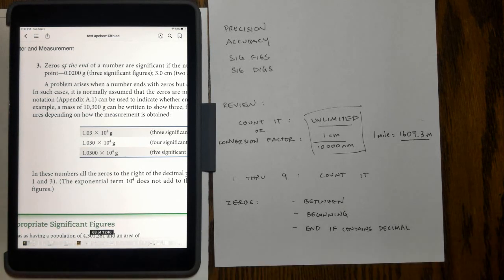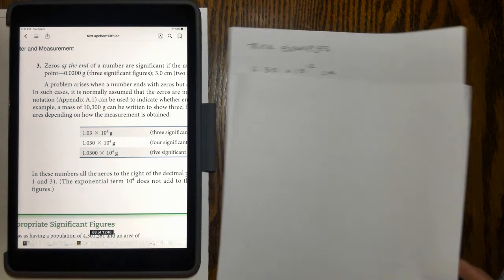Let's look at a couple other tricky examples of the number of significant figures in various different measurements.